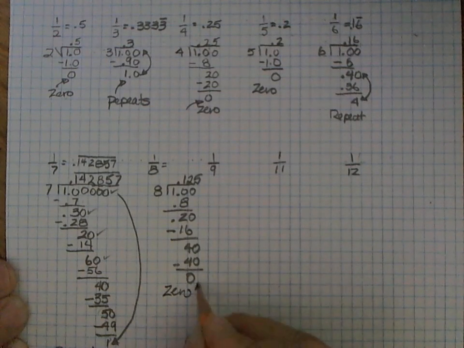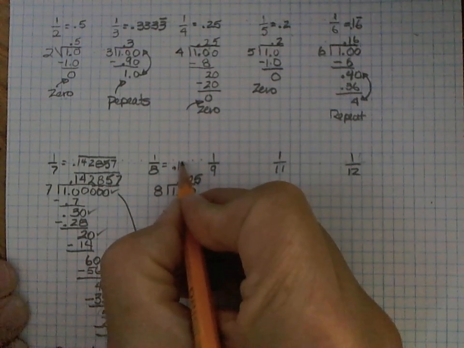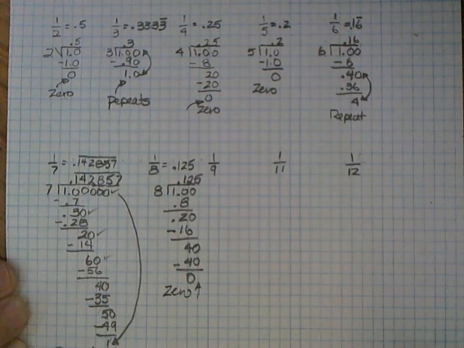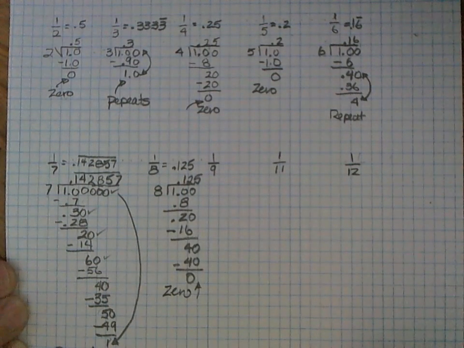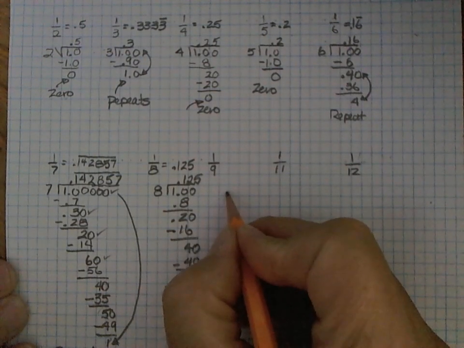So that's the decimal for 18.125. Okay, there we go. Now we're going to do 1/9. So we look at, 9's really easy.